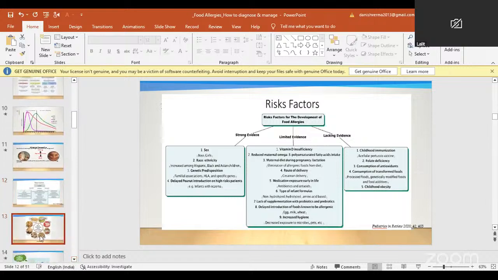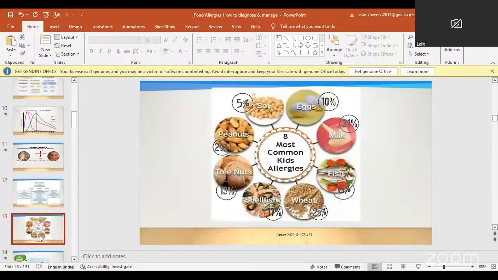Now, the most common foods, eight of them, we call the super eight. If you see, there are percentages given here. Nuts are the max at 25, followed by milk at 21. Then your eggs, shellfish, wheat, and of course tree nuts, soy, and milk. So these eight are very important.